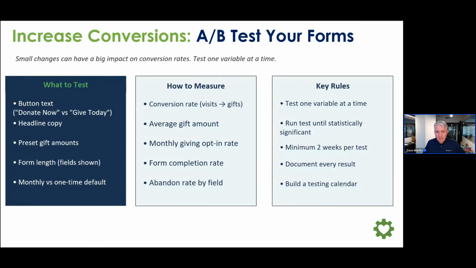You've got to test something, document every result, and build out a testing calendar, what you want to test and when. And then just go for it. Over the next year, you could do 6 or 7 tests on your form and see how you improve things, right? So A/B test your forms.